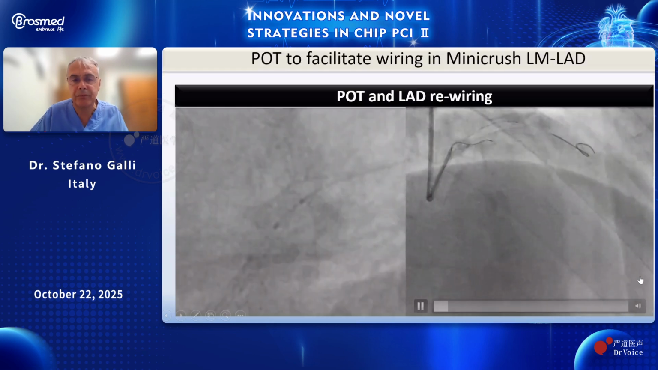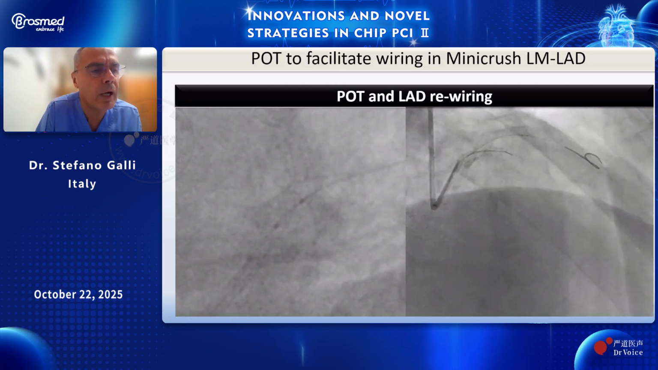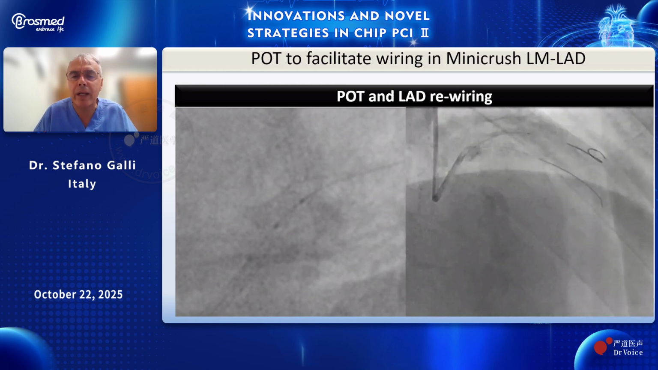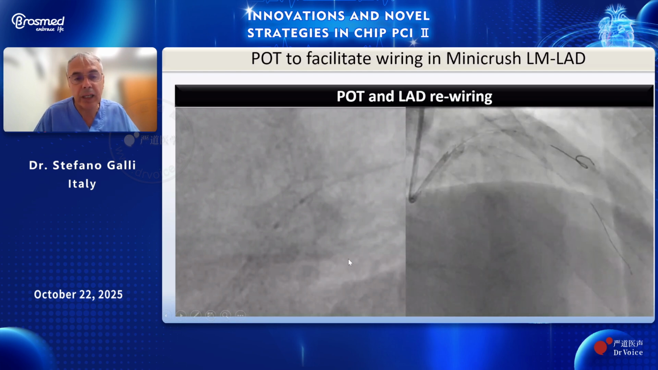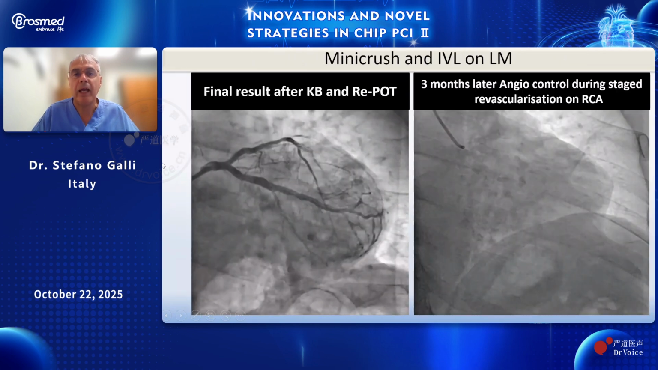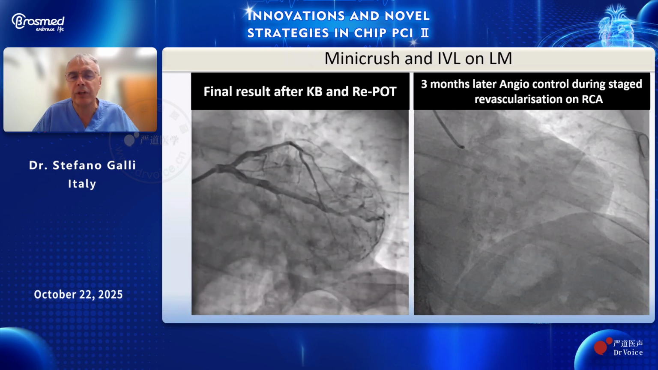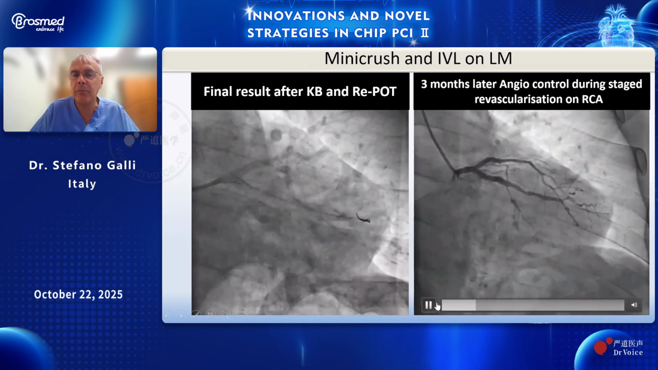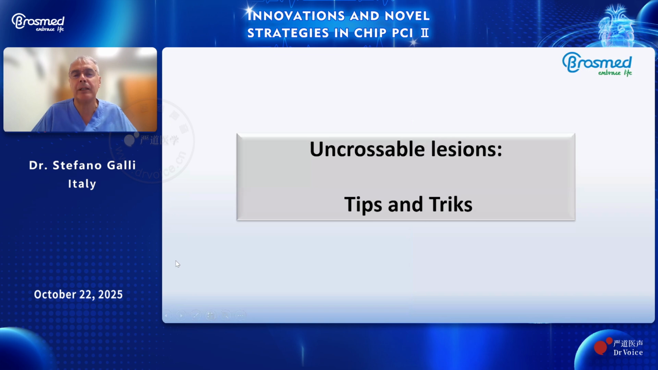It's very important. This is another situation where it's very important to use the POT technique to rewire when we have difficulties in terms of angulation. After mini crush, we recross very well, we finish with POT, and the result after 3 months remains very, very good. So I believe that is another tip and trick.